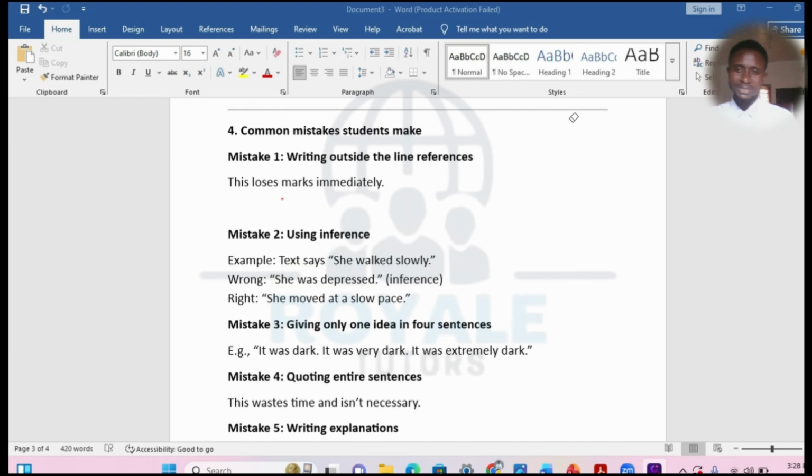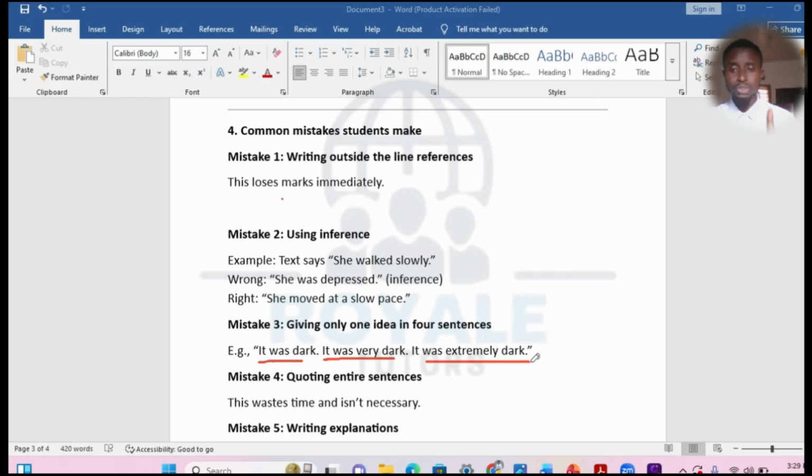Let's quickly look at mistake 3 that students make. We have this: giving only one idea in 4 sentences. Oh my goodness. You're going to lose a mark immediately. So let's see an example here. You write something like, it was dark, and then you move to the next line. You said it was very dark, and then you said it was extremely dark. You're basically saying the same thing using different adjectives. You don't need to give one idea.